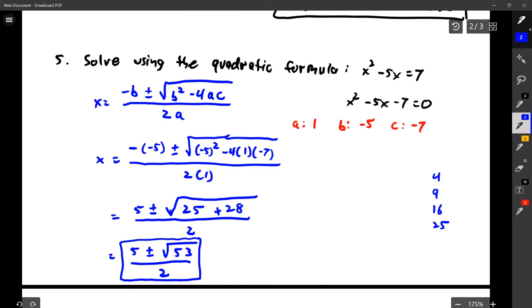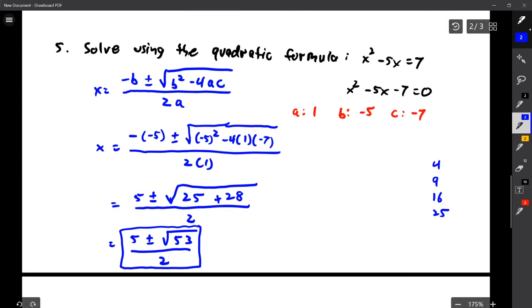What we can do is approximate, just like the other one. If it helps, you can view this as 5 over 2 plus or minus the square root of 53 over 2. Keep in mind, when you add fractions that have the same denominator, the denominator stays. So the 5 halves plus or minus root 53 over 2 would simplify to that, if it helps for approximating. So this is x equals again.